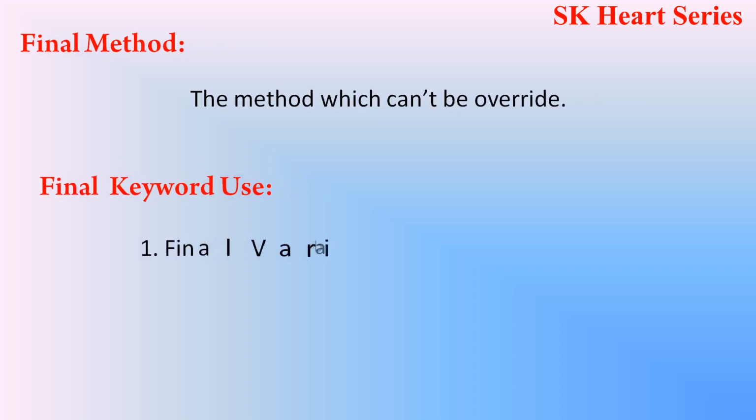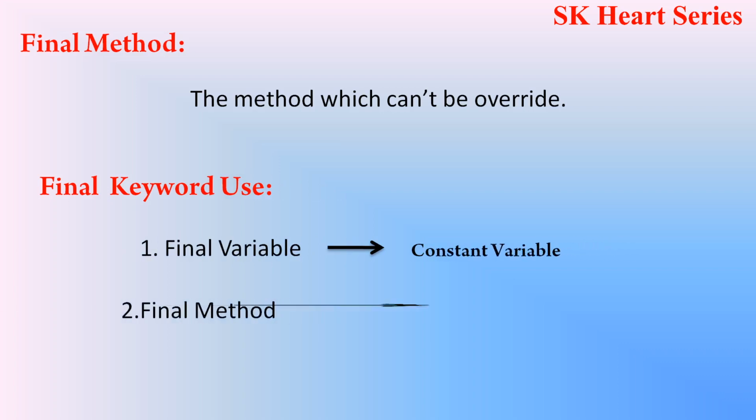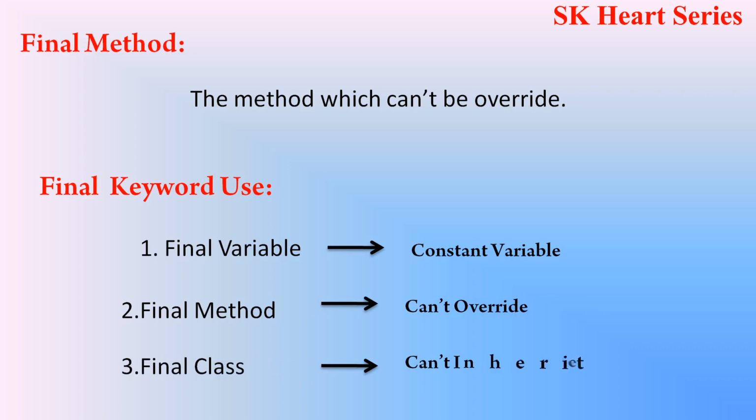Using the final keyword on a variable makes that variable a constant. Second, a final method is a method we can't override. Third, a final class is a class we can't inherit. That is the use of the final keyword.